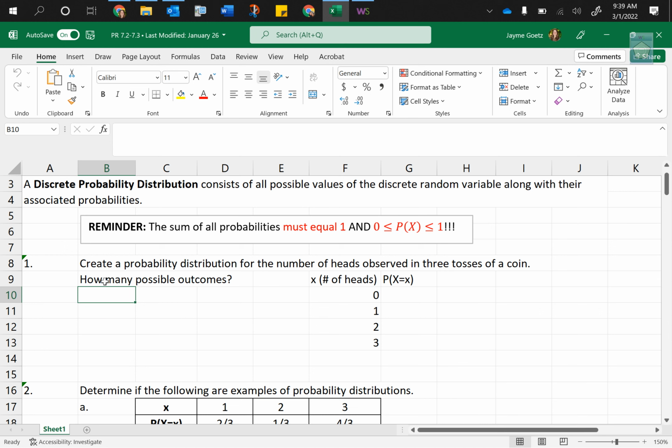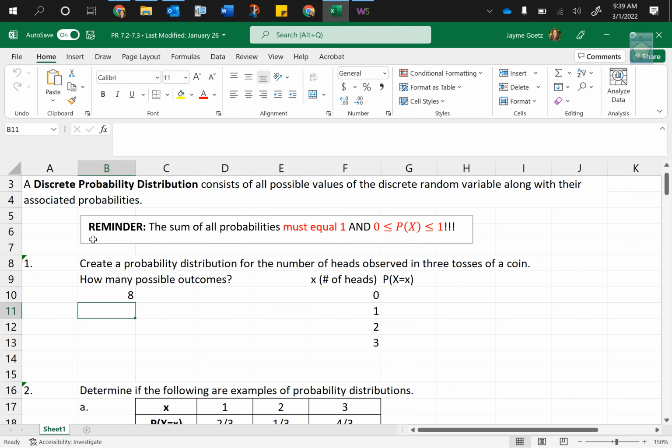Okay, so let's talk about figuring it out, right? How many possibilities are there when you flip 1 coin? 2, heads or tails, right? And how many times am I flipping that coin? So I'm going to take 2 to the 3rd power. And how many outcomes are in that sample space? There's 8 possible outcomes. 8 possible outcomes.